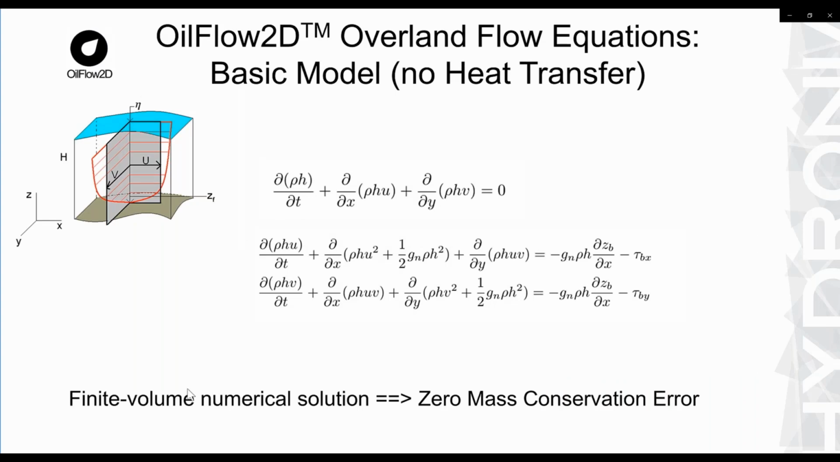Now, the oil flow 2D model that Hydronia has developed over the last few years includes what is now called a basic model. That basic model does not consider heat transfer and includes the solution of 3 equations: the continuity equation, or mass transfer equation, and 2 momentum equations, which are the typical shallow water equations that apply to viscous flow, because this stress term actually represents the viscous fluid, as I will show you. These equations are solved by a finite volume numerical solution, which is very important because it ensures that the mass conservation error remains almost 0 all the time. So the numerical solution is not creating or eliminating any mass of the oil.